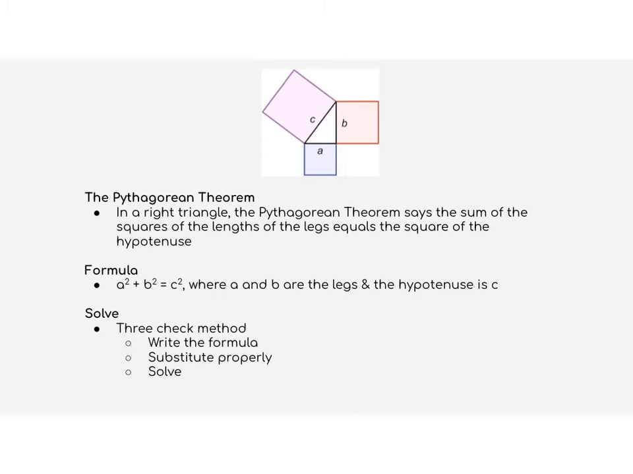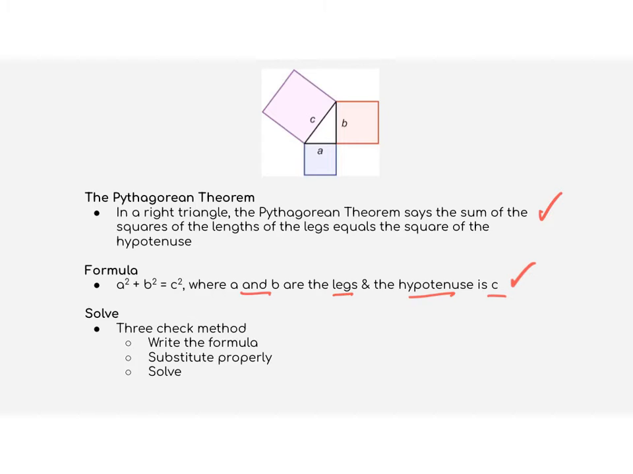So let's take a look at the Pythagorean Theorem. This is one of the most famous and useful theorems in all of math. And it states, in a right triangle, the Pythagorean Theorem says the sum of the squares of the lengths of the legs equals the square of the hypotenuse. The formula for the Pythagorean Theorem is a squared plus b squared equals c squared, where a and b are the legs, and the hypotenuse is represented by the variable c.